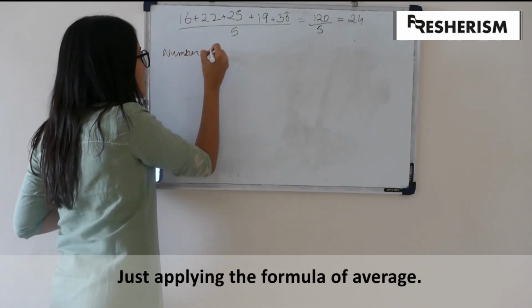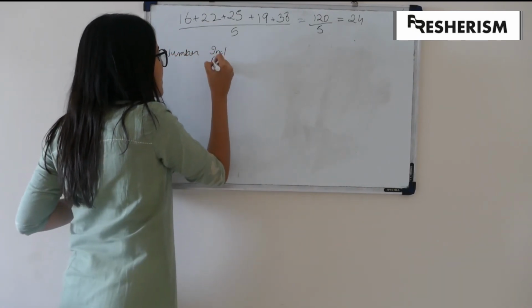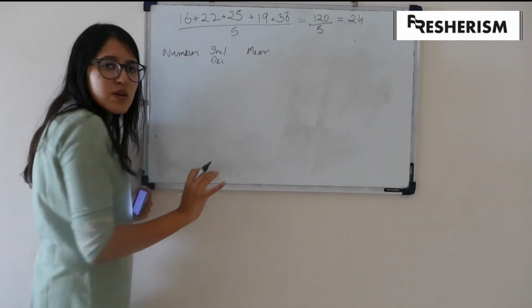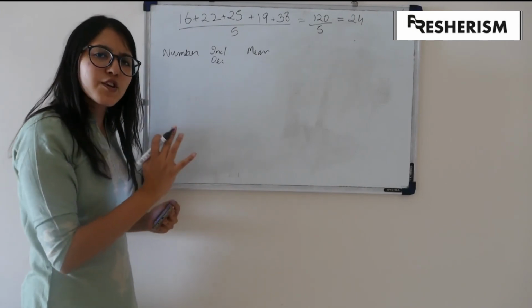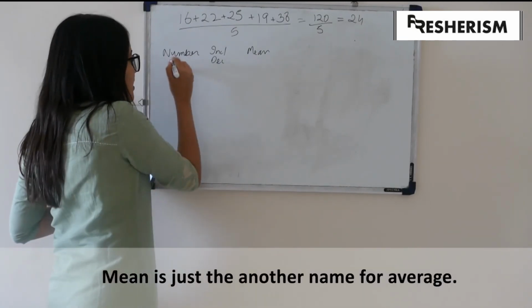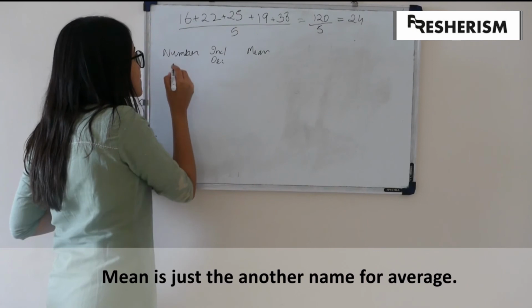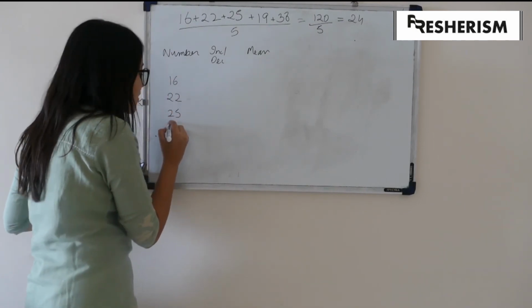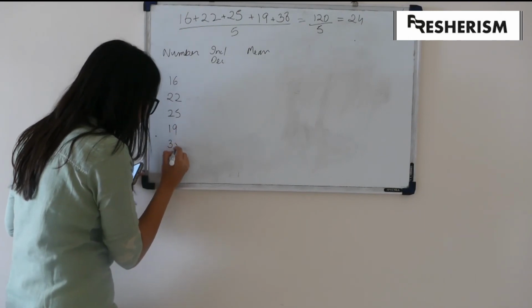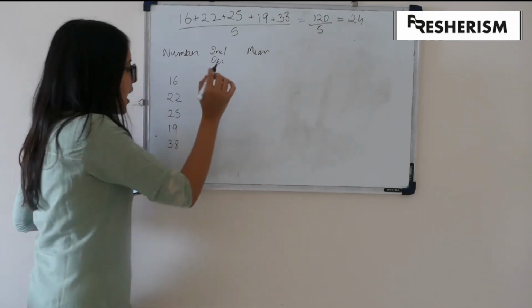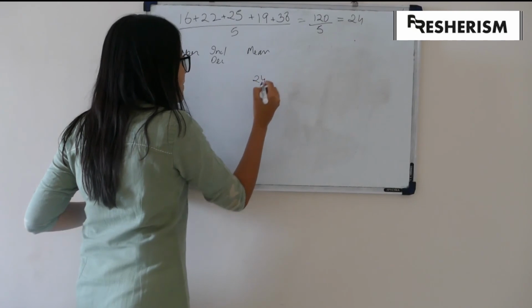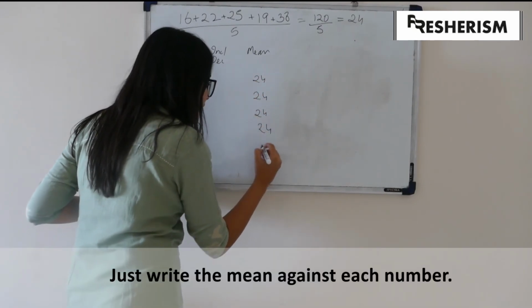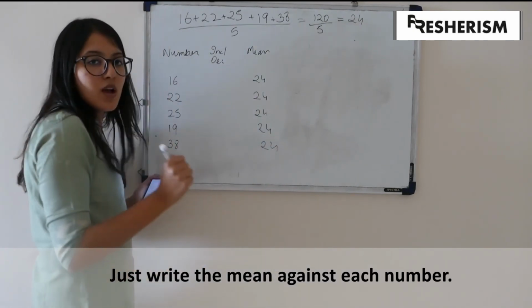Number, increase or decrease, mean value. Mean value is nothing but more of a statistical term for average. Now, our numbers that we considered were 16, 22, 25, 19 and 38. Correct? Now, mean values were 24, 24, 24, 24 and 24.